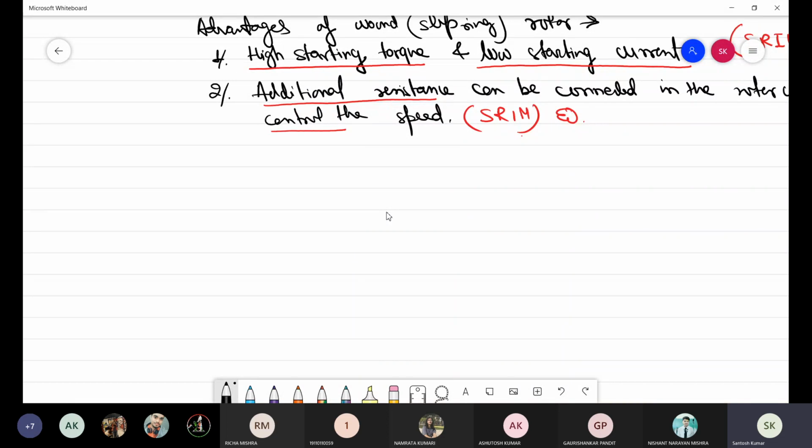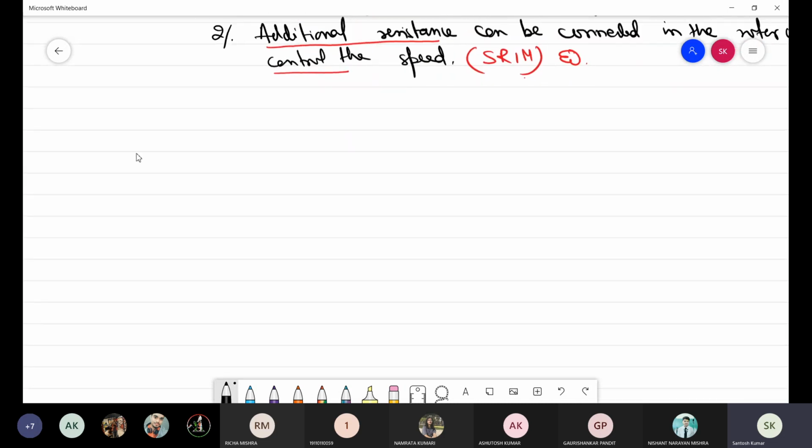So construction types will be there, and the torque slip characteristic is there. For torque slip characteristics, we have to study first of all what is slip. Until and unless we know the slip, we cannot go into detail about the torque slip characteristics. One topic I am not leaving, it has been done earlier also.